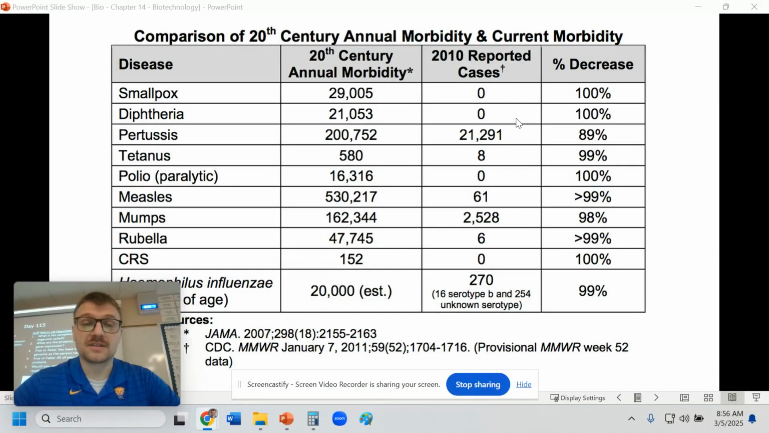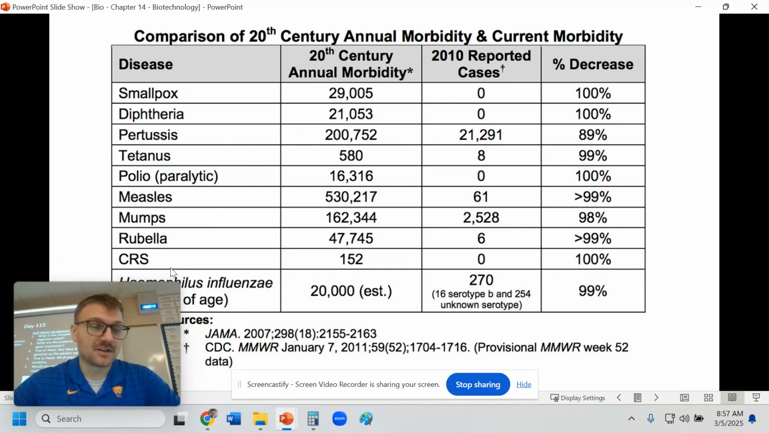What vaccines have helped us do is decrease the mortality rate of certain diseases. You can see here, these are certain diseases that caused in the 20th century thousands upon thousands, if not millions, of deaths. You can see what happened after the inception of their vaccines: they've dramatically decreased the number of deaths from these different diseases. Now, I'm going to go back here.